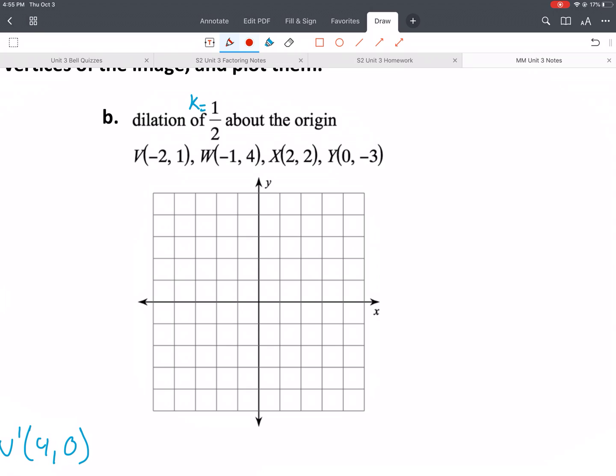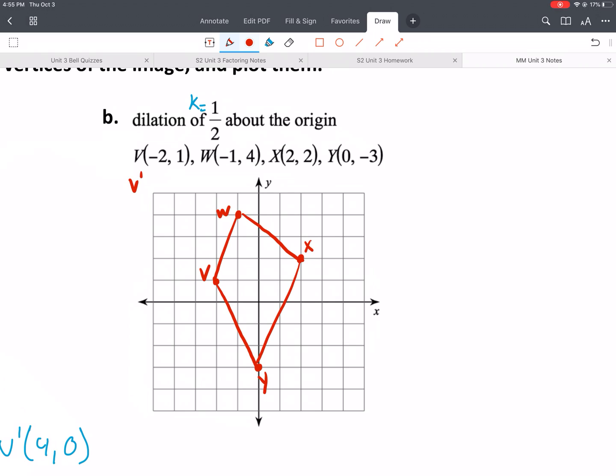Negative 2, 1, that would be v. W would be negative 1, 4, which is right here. 2, 2 is right here, would be our x. And then 0, negative 3 would be y. We would connect the dots. Okay, and now we want to do the dilation. So we'll multiply everything by 1/2.